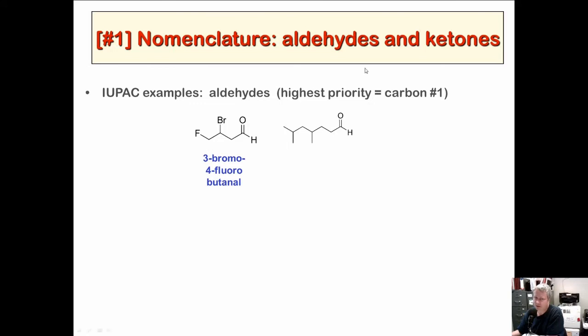This one's pretty easy, right? 1, 2, 3, 4, 5, 6, 7. So it's heptanal with the methyls on 4 and 6. 4,6-dimethyl heptanal.